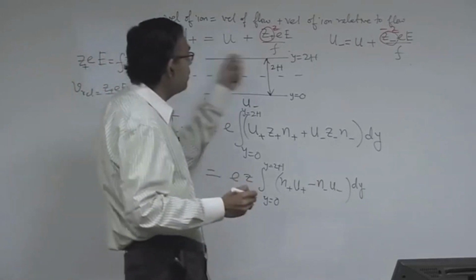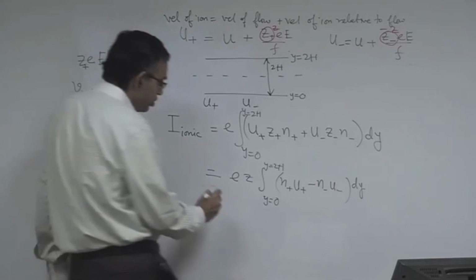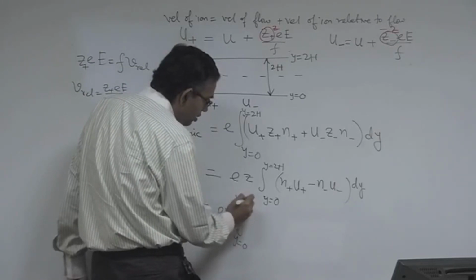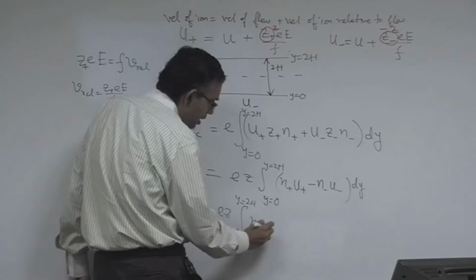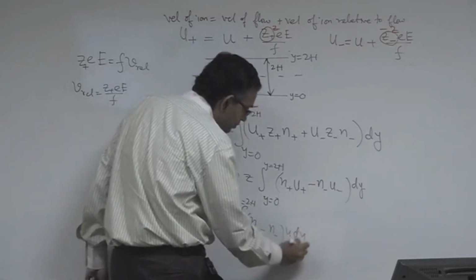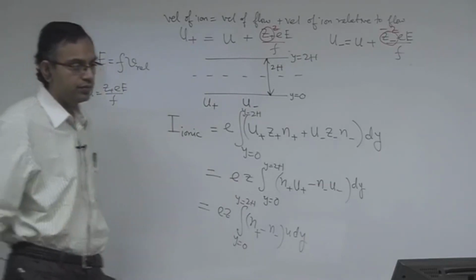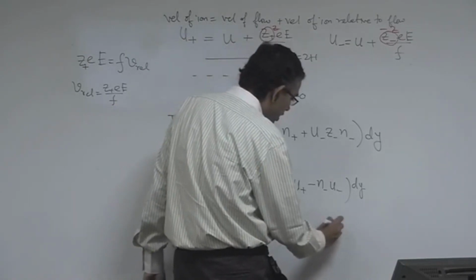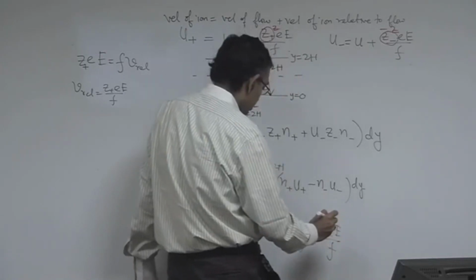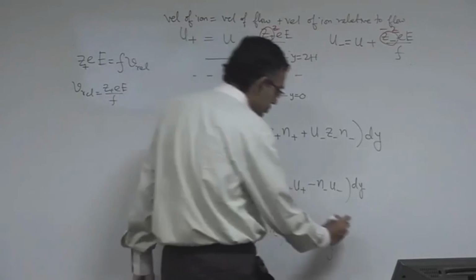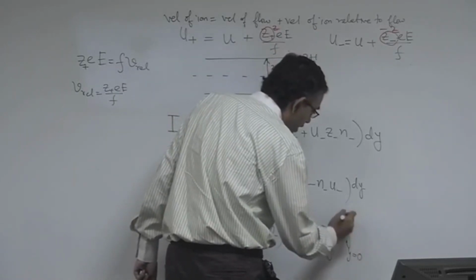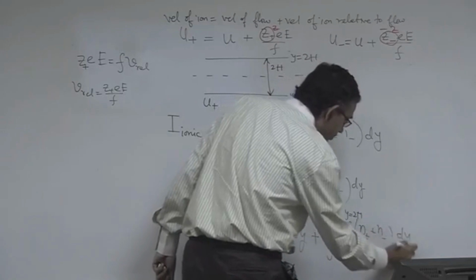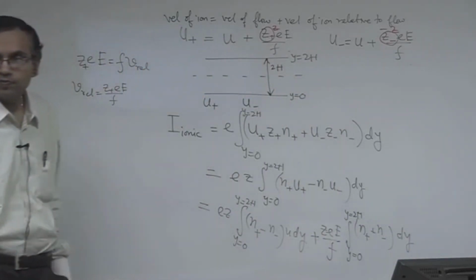Now write the expressions of u plus and u minus. So, Ez integral y is equal to 0 to y is equal to 2h (n plus minus n minus) u dy, this is one term, then plus z e by f integral of y is equal to 0 to y is equal to 2h (n plus, n minus) dy.